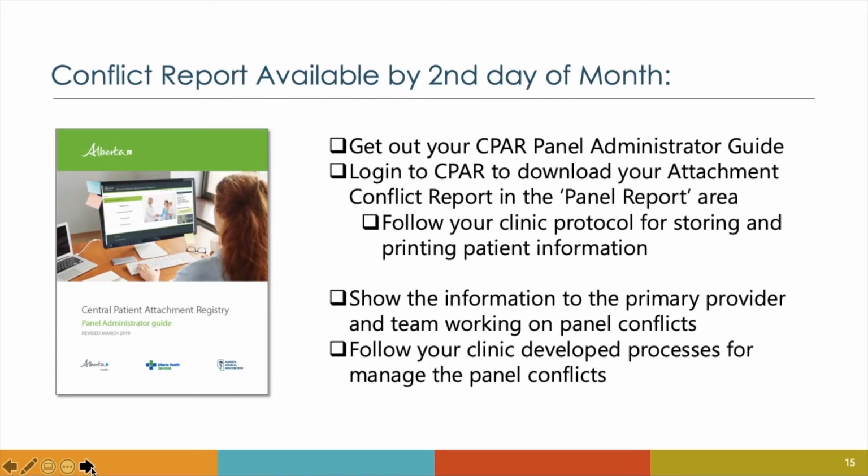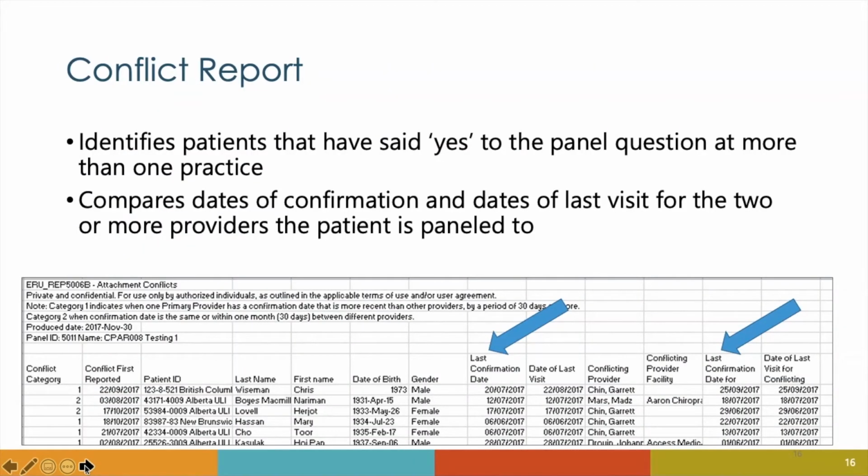So by the second day of the next month, the CPAR panel administrator will want to get out their guide, log into CPAR, and go into the panel report area to download what's called the attachment conflict report. Again, follow your clinic protocol for storing or printing of any information. The first person that will be interested in seeing this is the primary provider and team that works with that panel. You'll also want to follow your clinic processes for managing the panel conflicts.